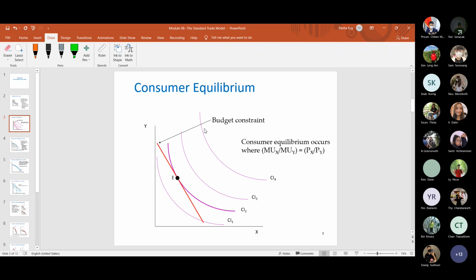where the budget constraint is the tangent of your indifference curve here. Okay, so this one is the tangent line. The tangent line here, and then this point is the equilibrium of the consumer, that is the marginal utility of good X over the marginal utility of good Y. Okay, that is the relative marginal utilities. It's equal to the price of good X over the price of good Y.